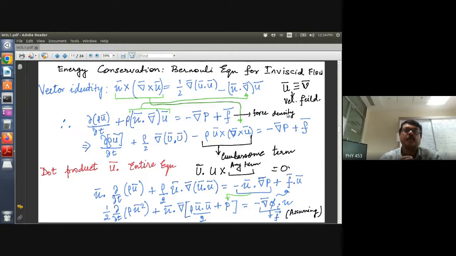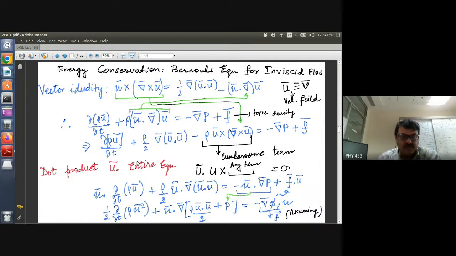We're working with rho. Now this is a cumbersome term at the moment, and we want to get rid of it because we don't want to calculate curl of a curl. And the way to get rid of this term in this equation is to dot product this entire equation by U.